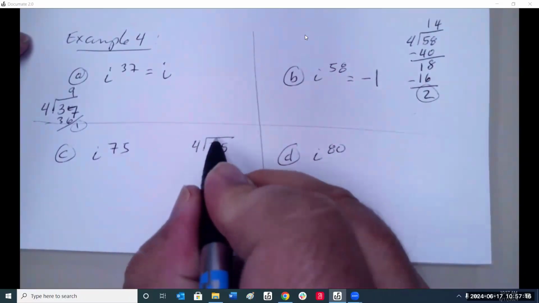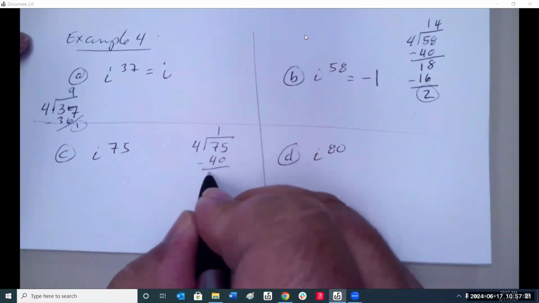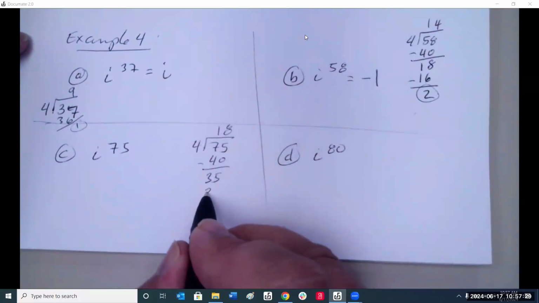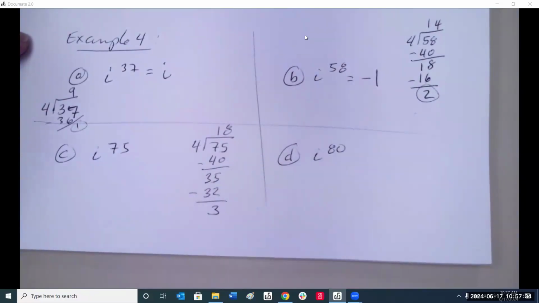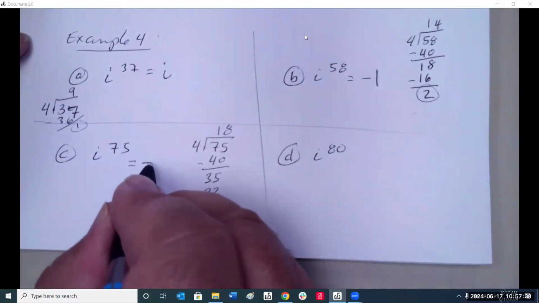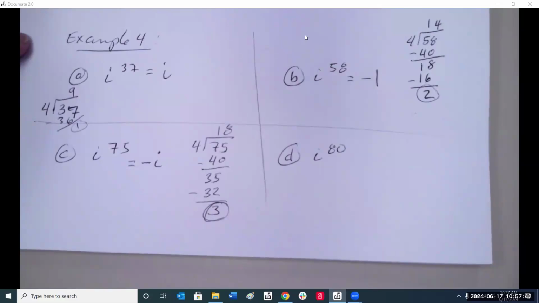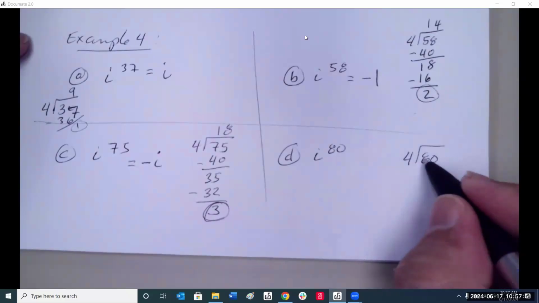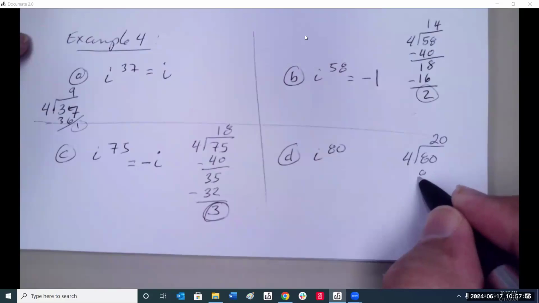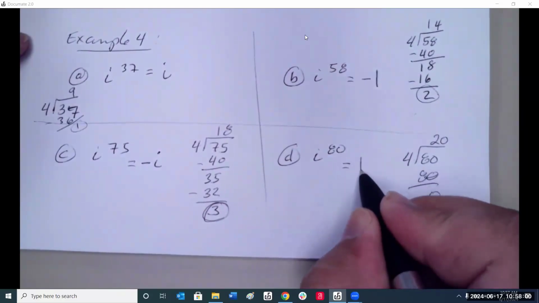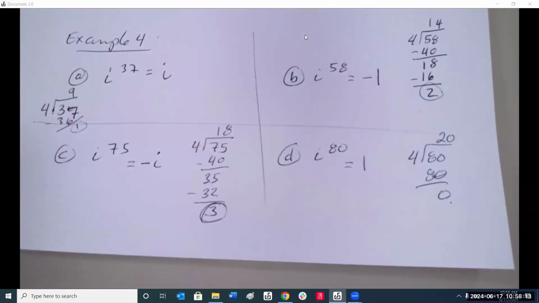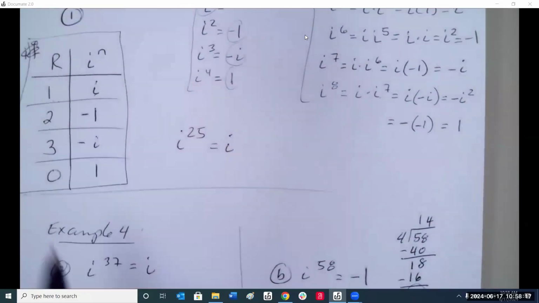I to the 75. 4 goes into 7 once with 3 left over. So 4 times 9 is 36. That's too big. So 4 times 8 is 32. The remainder is 3. So the answer is negative I. Four goes into 80 20 times. No remainder. So the answer is positive 1. So whenever you deal with higher exponents for I, remember that conversion chart.